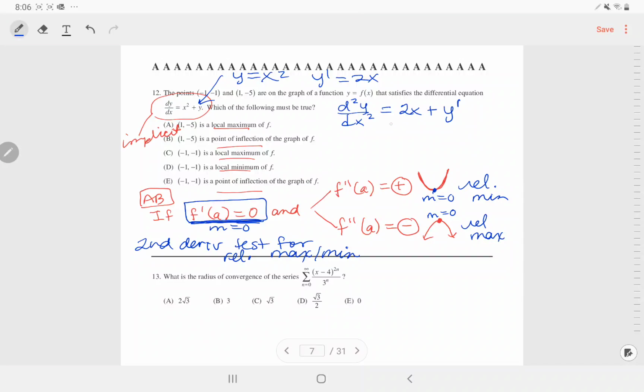Yeah, so the derivative of y. So that's actually 2x plus y prime is x squared plus y. Now, I don't know if you guys got it right for the right reason or if you got it right for the wrong reason, but it's good to know how to do it. This definitely could be a free response question.